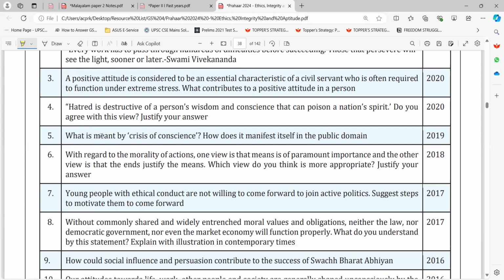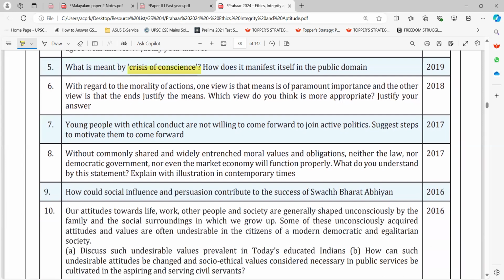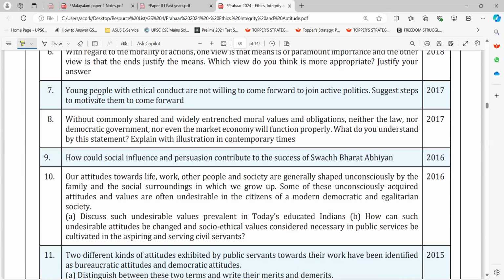Fifth one is, what is meant by crisis of conscience? How does it manifest itself in public domain? Sixth one is, with regard to the morality of actions, one view is that means is of paramount importance, and the other view is that the ends justify the means. Which view do you think is more appropriate? Justify your answer. Seventh one is, young people with ethical conduct are not willing to come forward to join active politics. Suggest steps to motivate them to come forward.